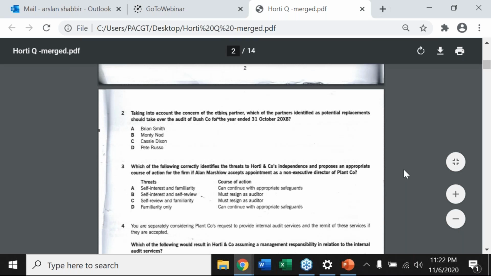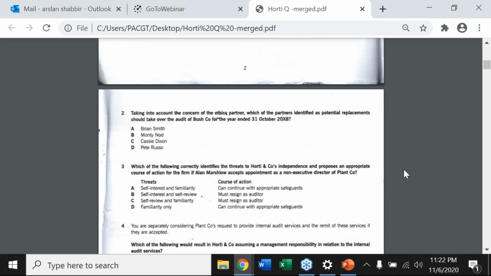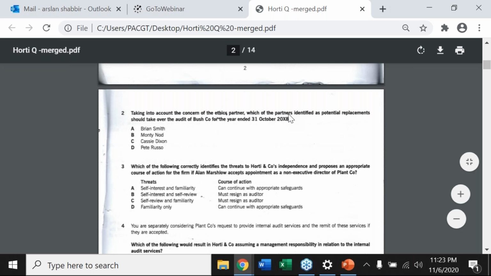So then we will decide what's the better strategy for the OT case. But after the practice, taking into account the concern of the ethics partner, which of the partners identify as a potential replacement should take over the audit of Bushco.